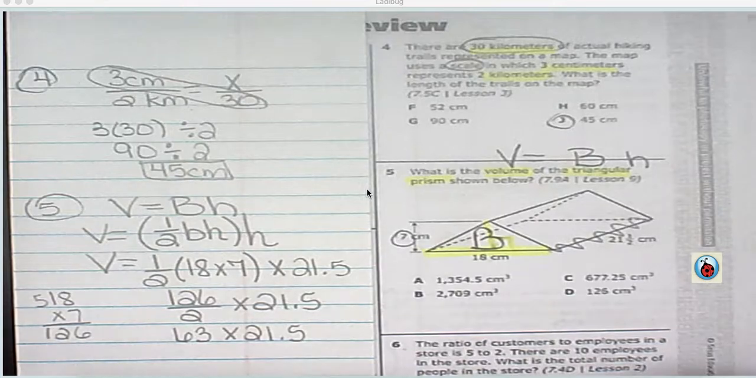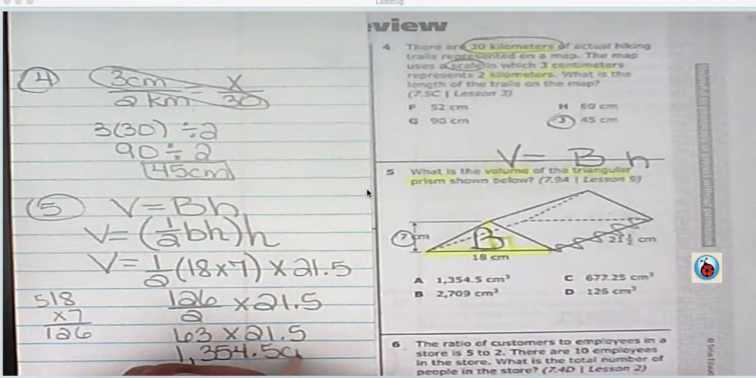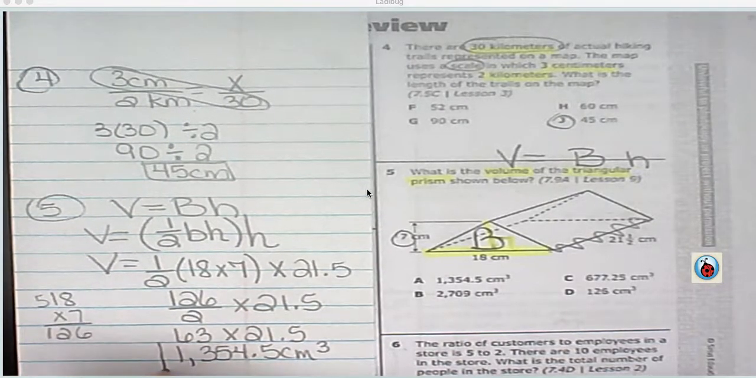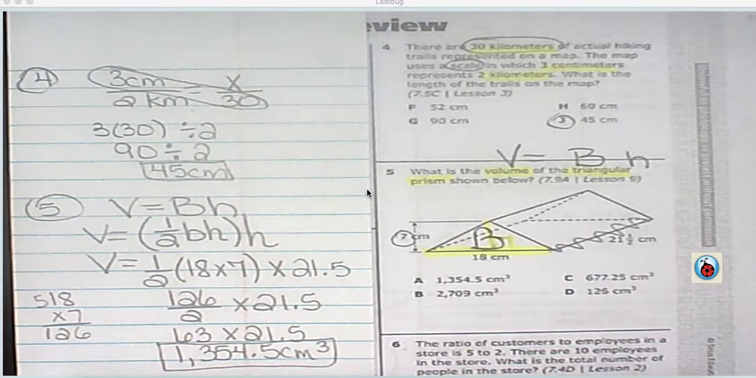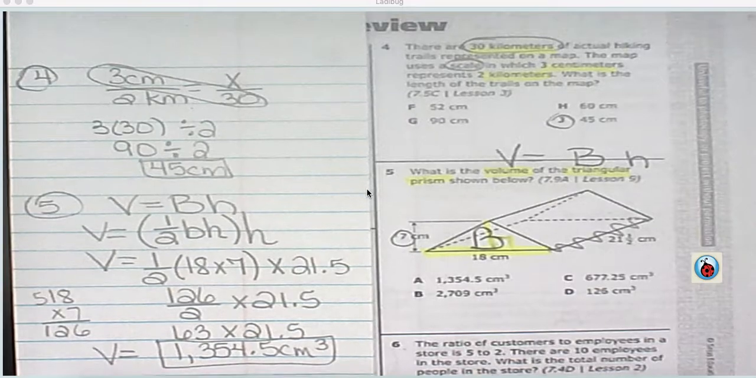And that's going to give us 1,354.5 centimeters cubed. So the volume of this triangular prism is 1,354.5 centimeters cubed. Volume.